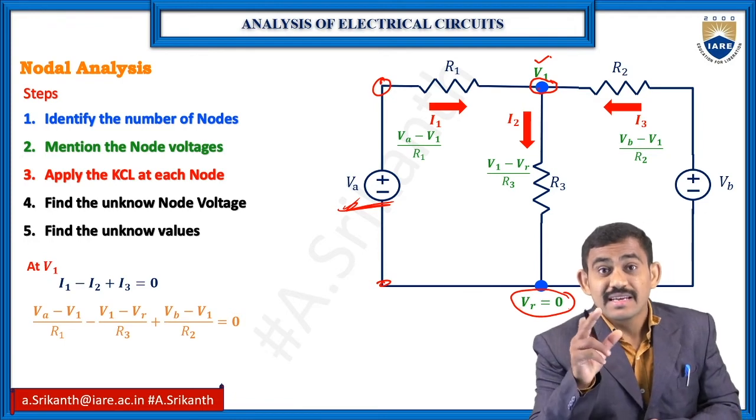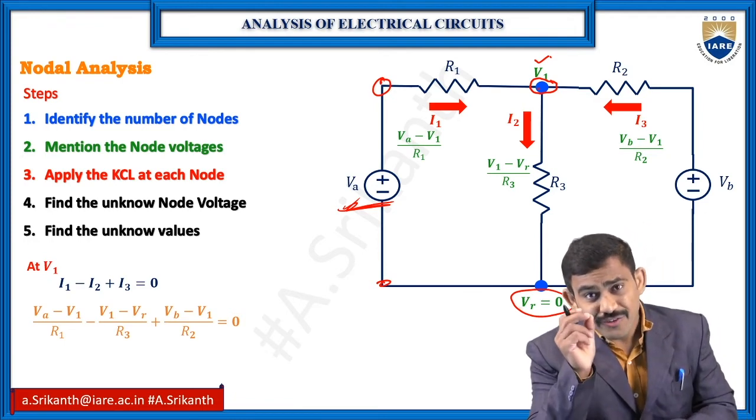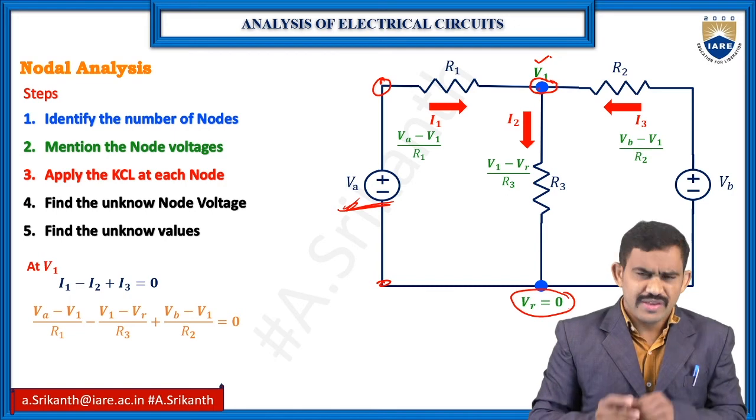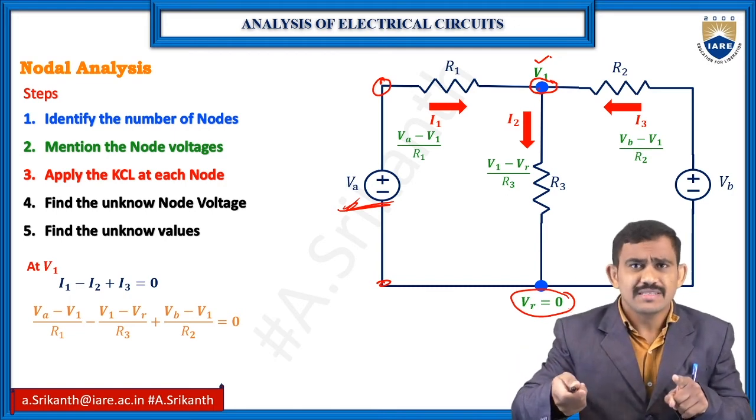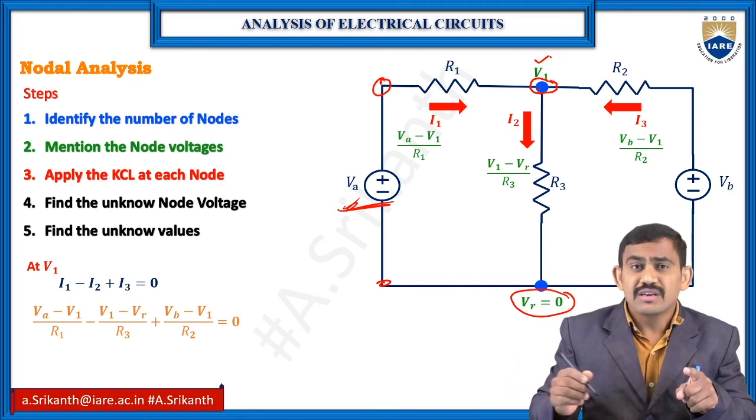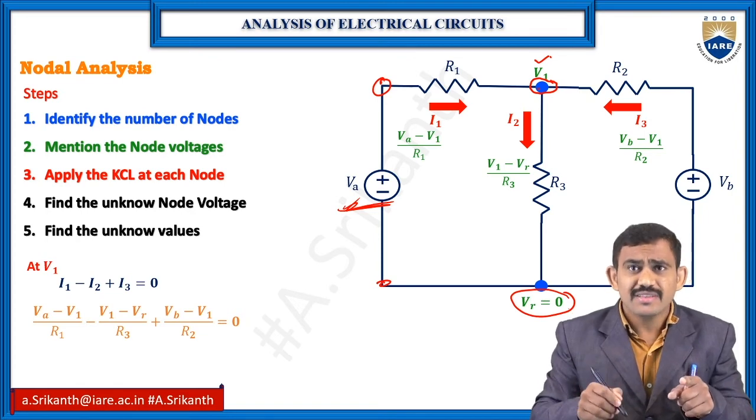That value is the reference node. That reference node voltage is 0. So in any circuit, I will compare with another point. That point is the ground point. You can say ground. So that ground value is 0.